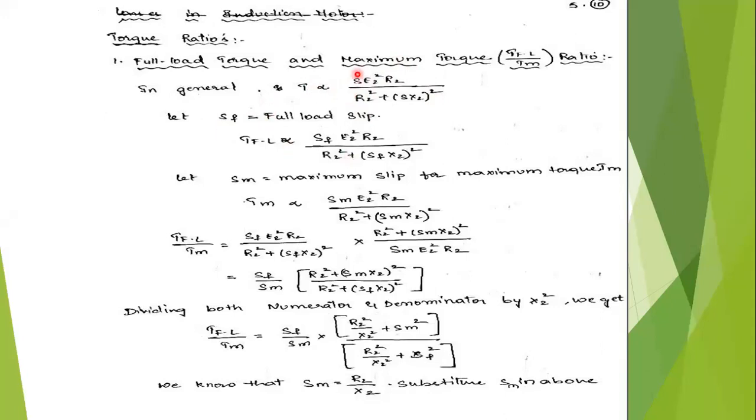So slip will be changing depending upon the torque. So I am naming the slip as SF, that is called the full load slip. When we are considering torque as full load, we have to take this slip as SF. So I am rearranging the formula: TFL is directly proportional to SF E2 square R2 by R2 square plus (SF X2) whole square.